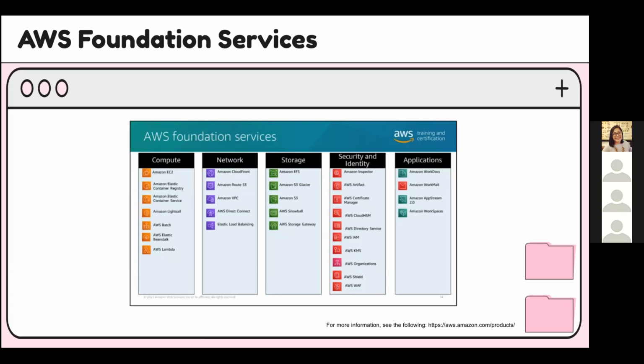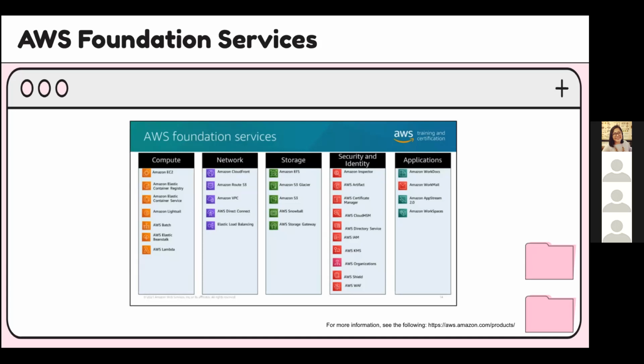Then of course for the network, yung Amazon CloudFront, Amazon Route 53, Amazon VPC, the AWS Direct Connect, and the Elastic Load Balancing or the ELB. Then for the storage, yung Elastic File System, Amazon S3, ito naman yung parang mga hard drive or hard disk. So meron din siyang kumbaga version in the cloud. So yung Amazon S3, AWS Snowball, AWS Storage Gateway.